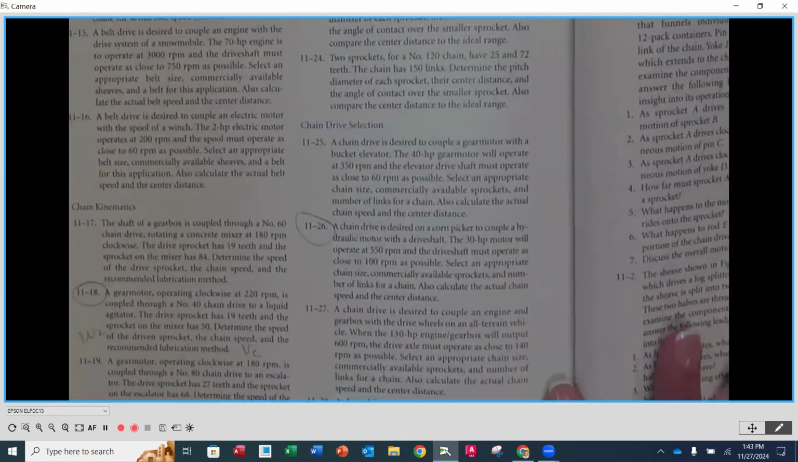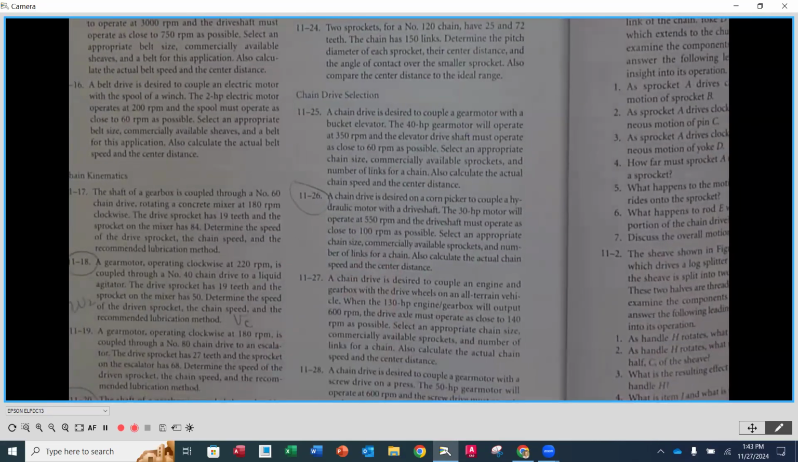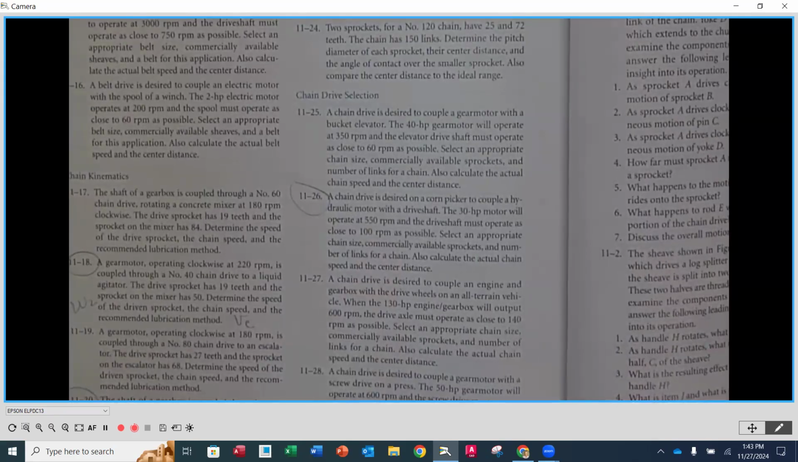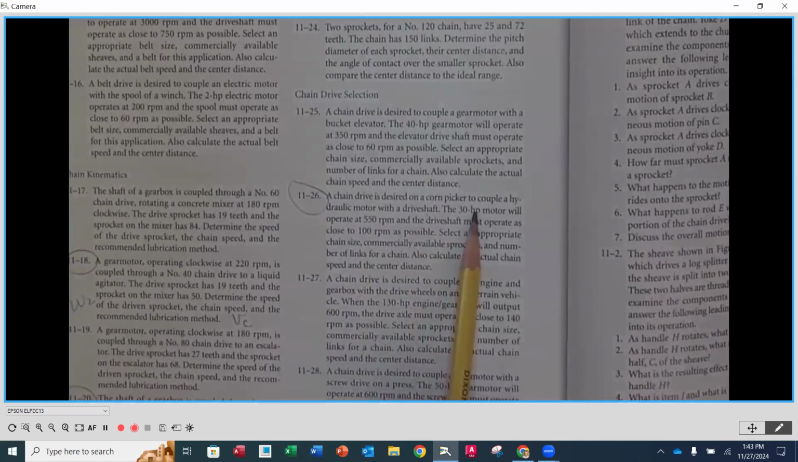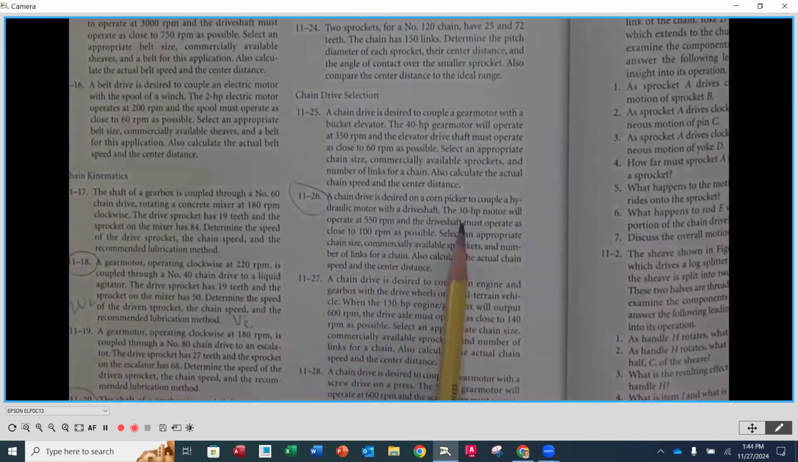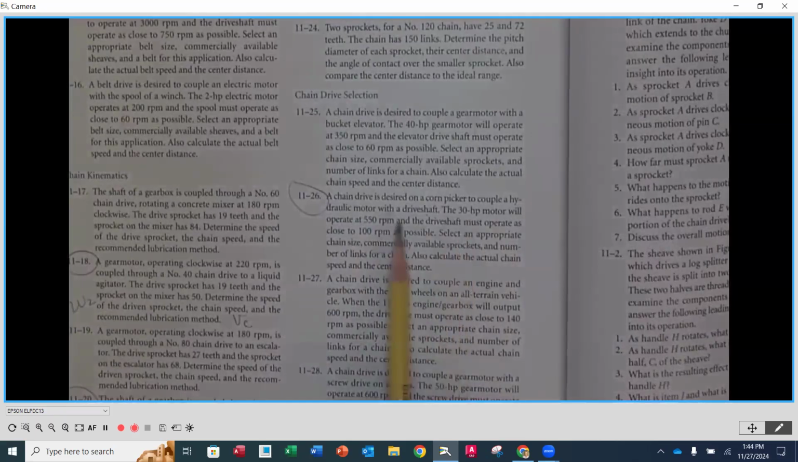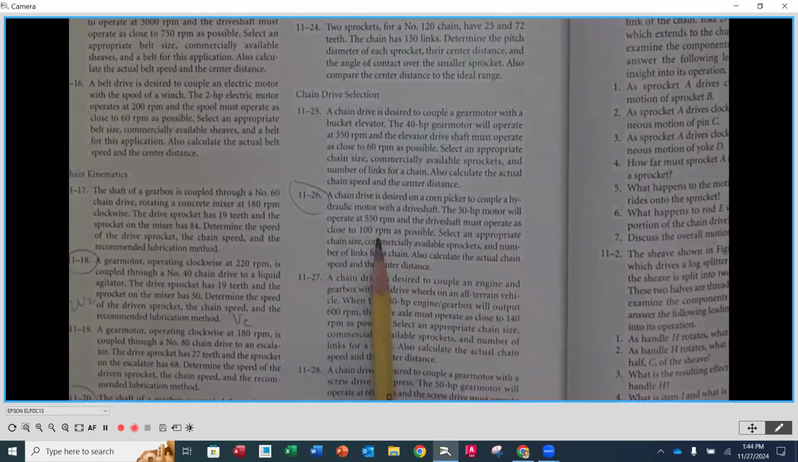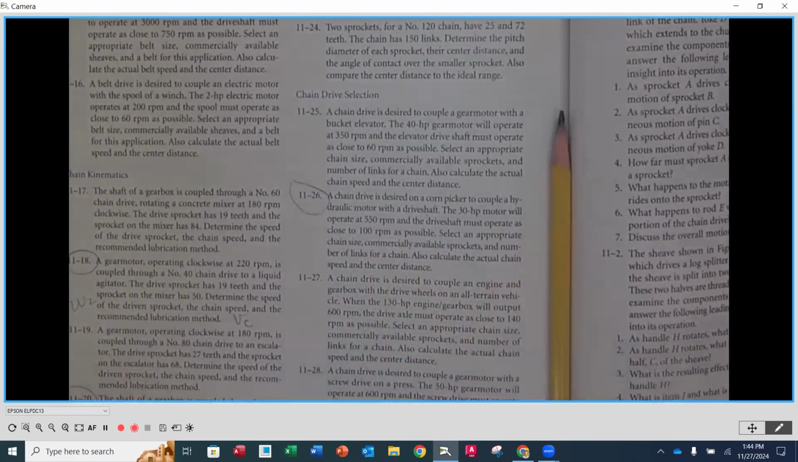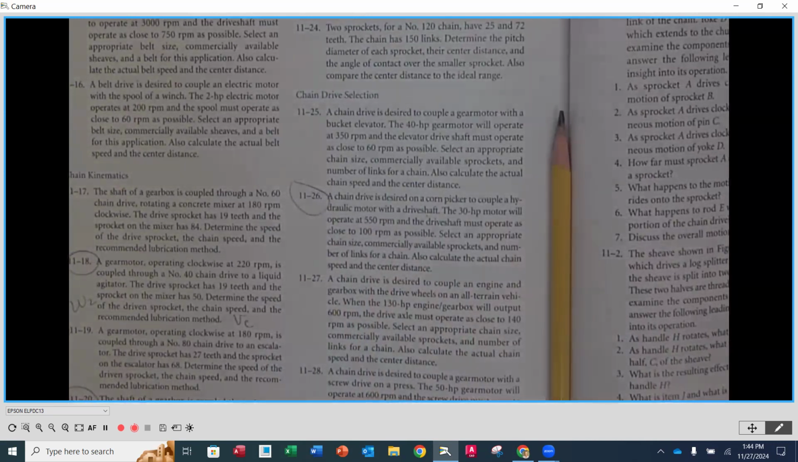And then the last problem that you have is going to mimic pretty closely the last example problem that we just did. A chain drive is desired for a corn picker to couple a hydraulic motor and a drive shaft. The 30 horsepower motor will operate at 550 RPM, and the drive shaft must operate as close to 100 RPMs as possible. Select an appropriate chain size, commercially available sprockets, and the number of links in the chain. Also calculate the actual chain speed and the center distance. So just like that last problem that we went through.